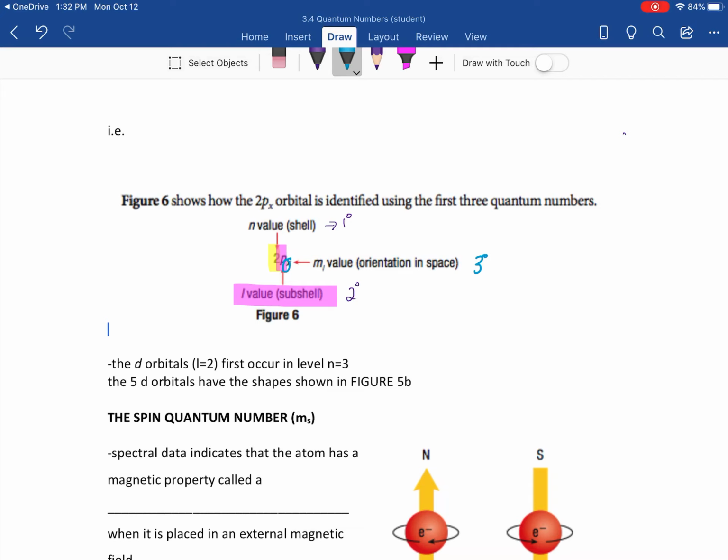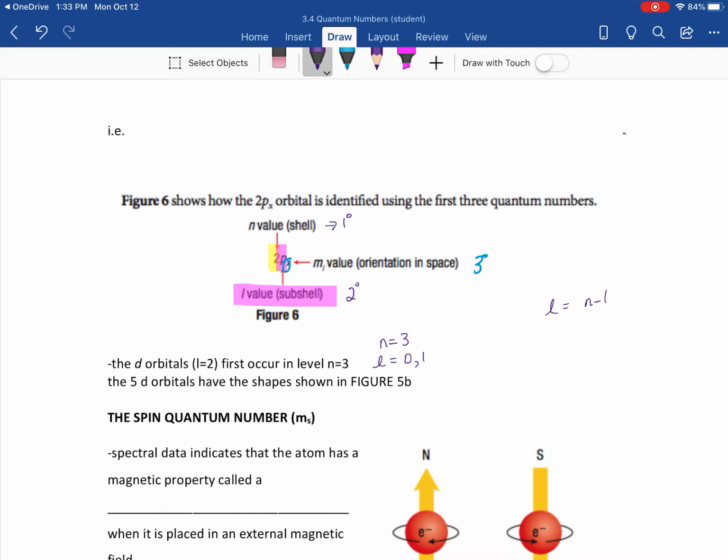Okay? So if we take a look here, the d orbitals don't happen until n equals 3. Because remember, if n equals 3, L can be, and remember, L equals n minus 1.